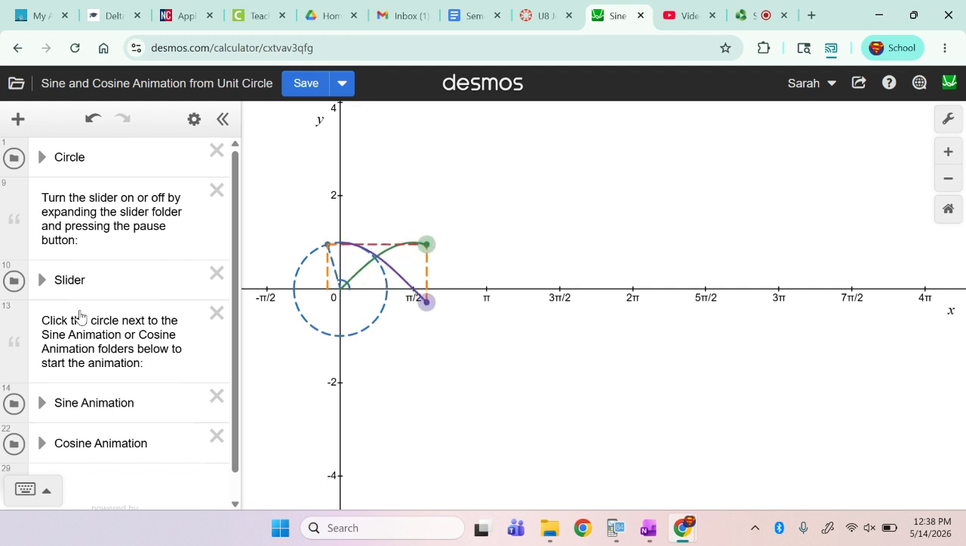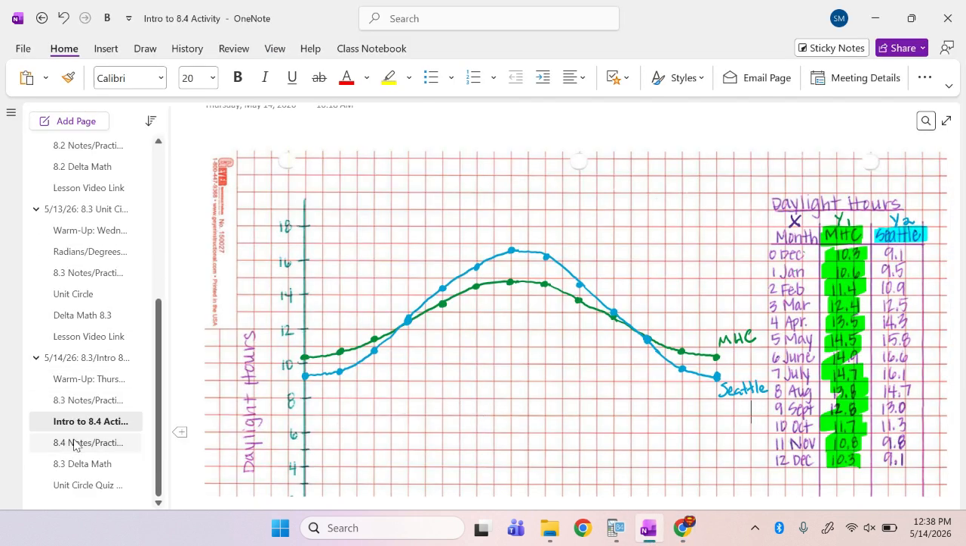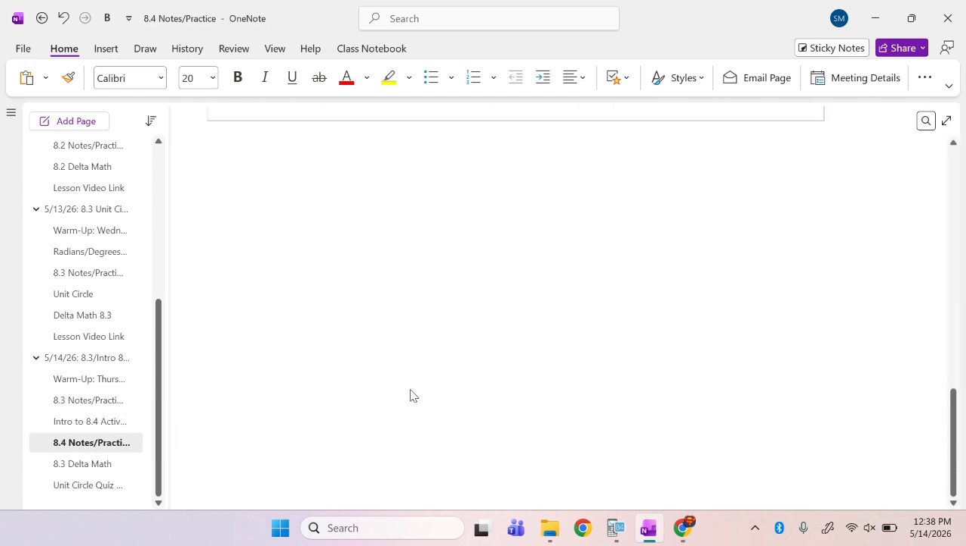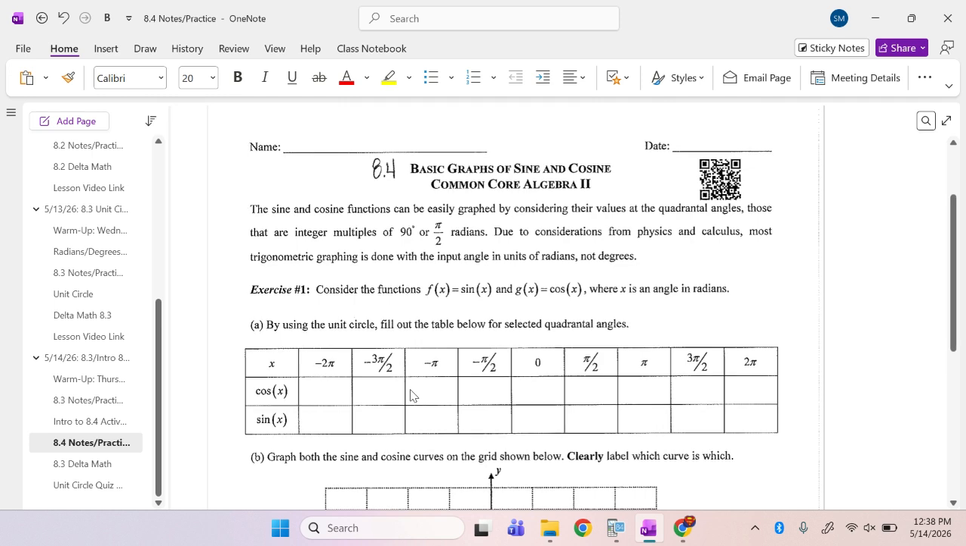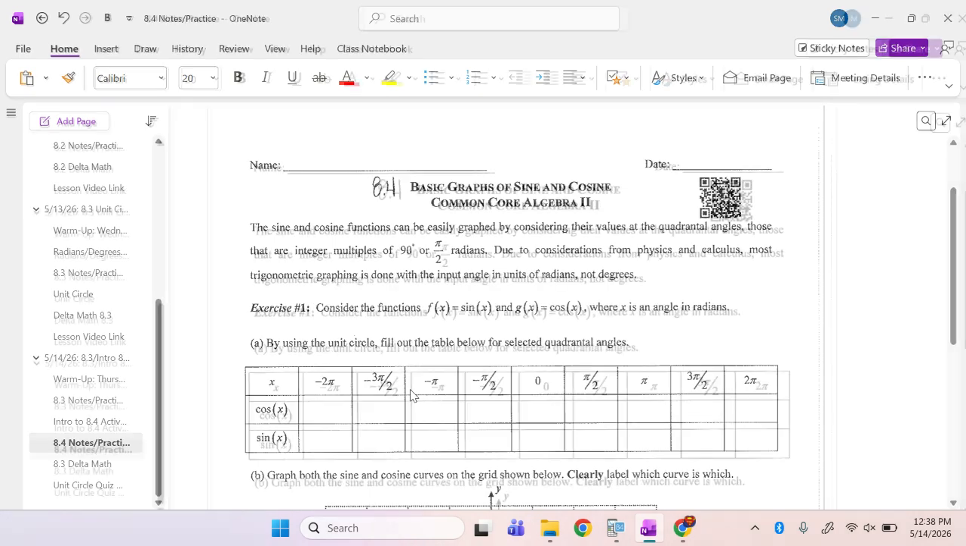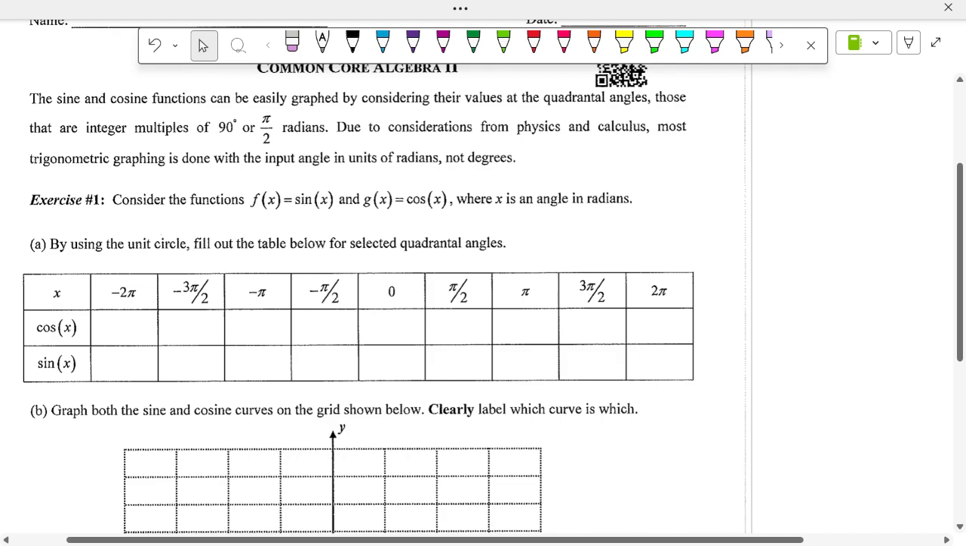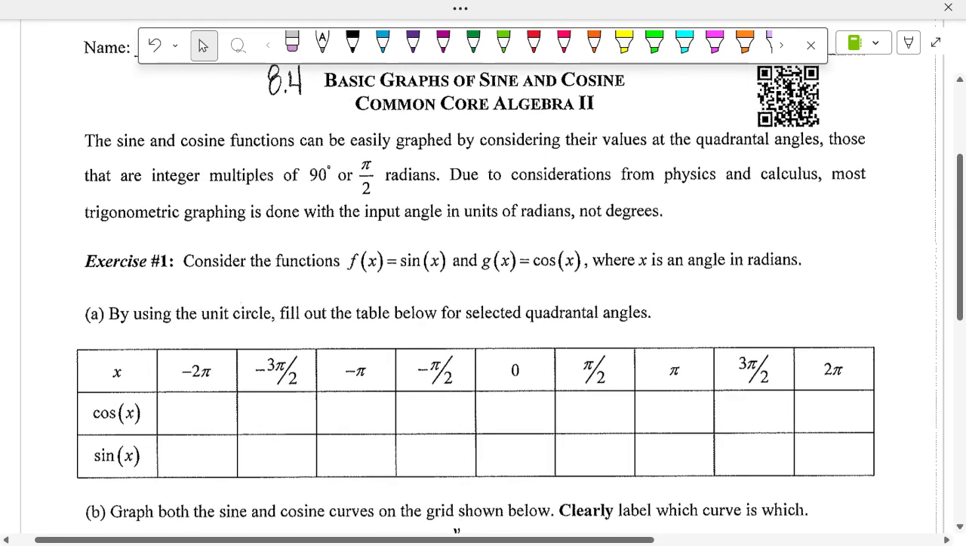All right. So that is our new function. The last thing we're going to do today is figure out what the parent function of sine and cosine functions look like. So go back to your notes, back to your packet, and we're going to go to page 17. We're just going to do this one page and figure out what sine and cosine are.